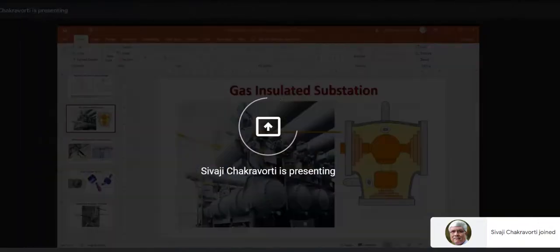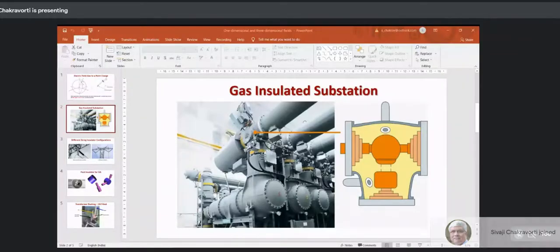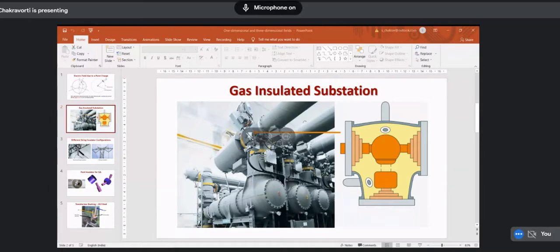Yes. Now hopefully it will come on your screen. Is it coming on your screen? You can see the gas insulated substation diagram. Yes, sir. Yeah, good.